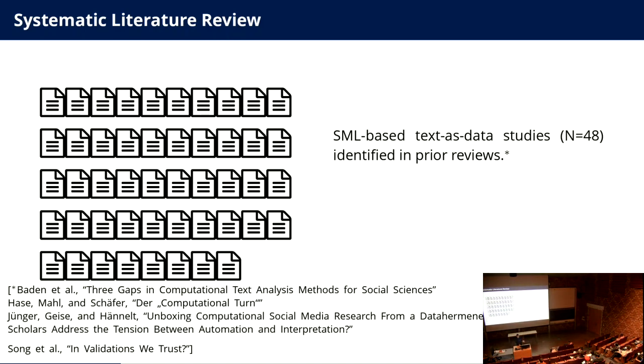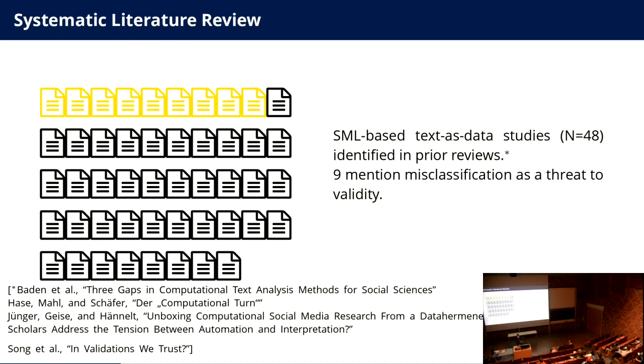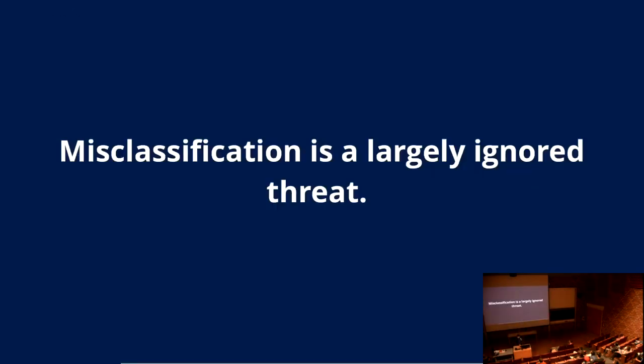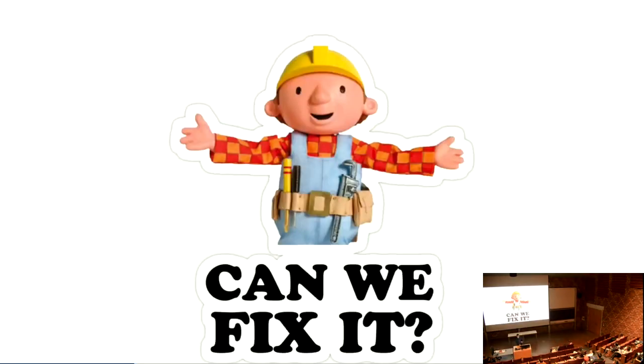So as part of our paper, we did a systematic literature review. We found 48 studies, each one represented by one of these little paper emojis. And each of these were using some type of automatic classifier. And 9 mentioned that the classifier makes errors and that those errors could threaten the validity of the study. But only 1 actually adjusted their statistical procedures in order to account for this threat. So the point is this is a largely ignored threat, but we might ask if we can fix it.